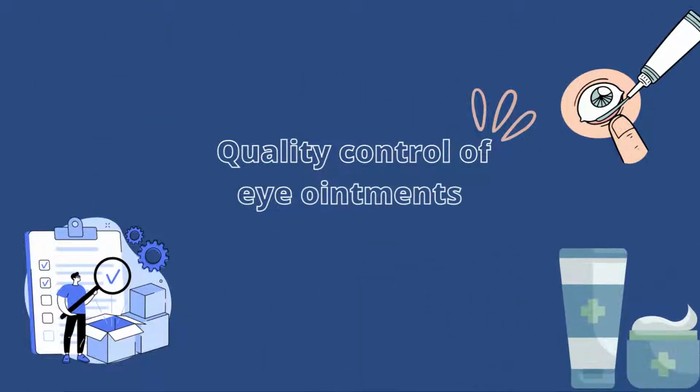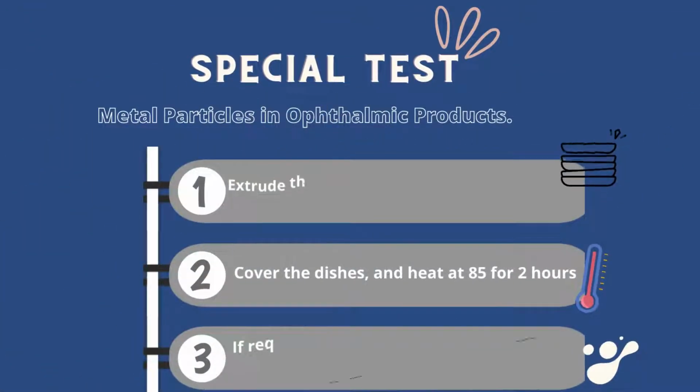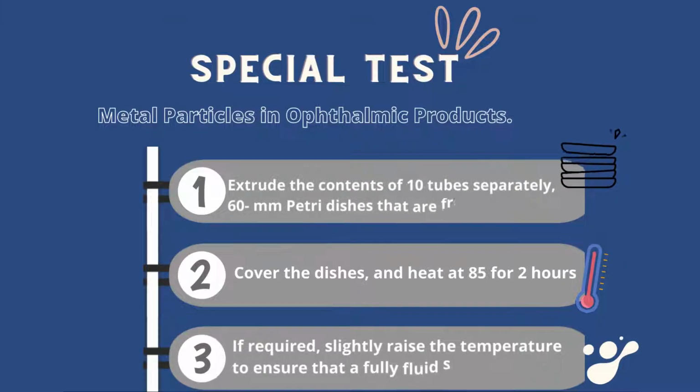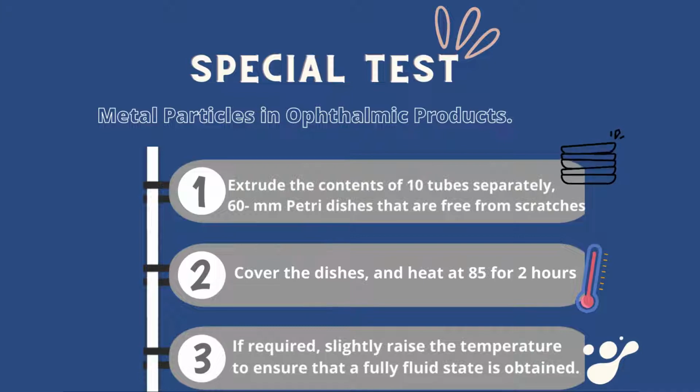Quality control of eye ointments. A special test in eye ointment is to ensure that the product is free from metal particles. First step, extrude the contents of 10 tubes separately into 60 mm petri dishes that are free from scratches. Cover the dishes and heat at 85 degrees for 2 hours. If required, slightly raise the temperature to ensure that a fully fluid state is obtained.